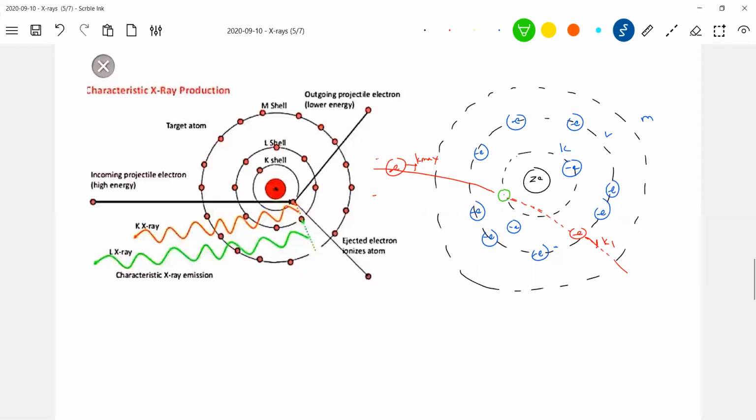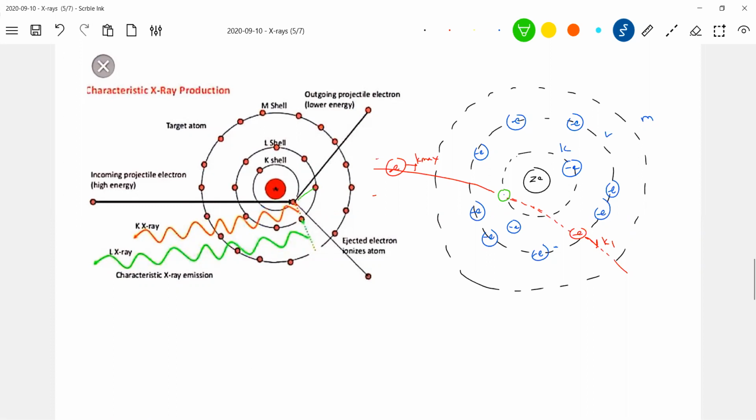And this particular electron, what will happen to this electron? This electron will be pulled by the accelerating voltage. Now there's a vacancy there in the K shell. Who can fill up this vacancy? L. So an electron from the L shell will make a transition. It will jump like this.